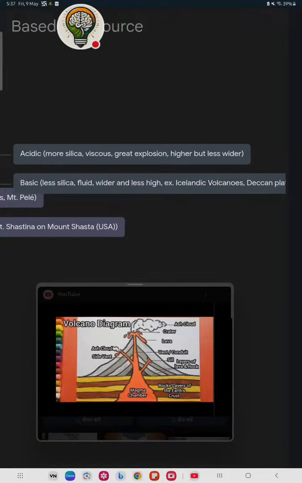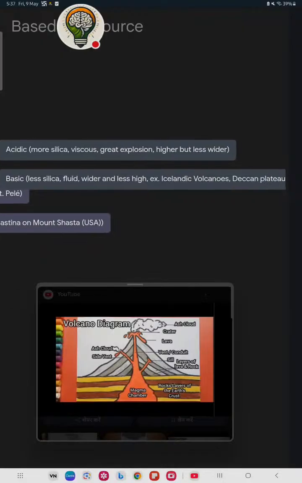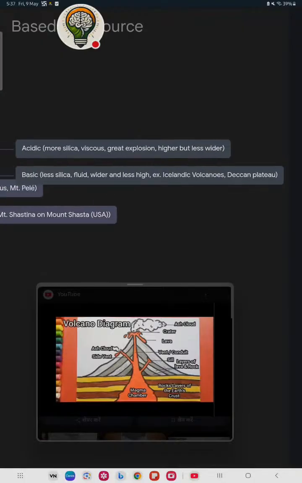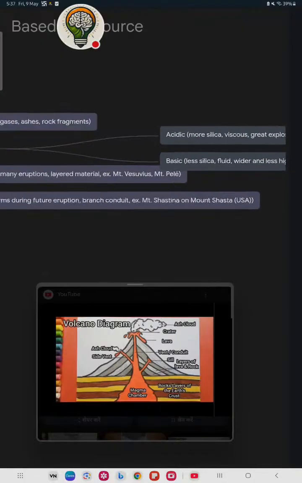And if the lava is basic, it has less silica, so it is fluid and wider, and small in height. The Icelandic volcanoes and the Deccan Plateau are formed by basic lava.